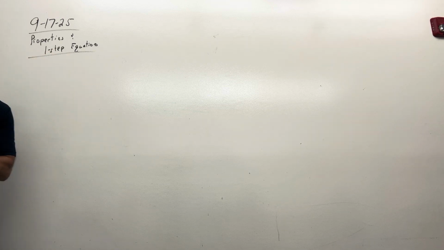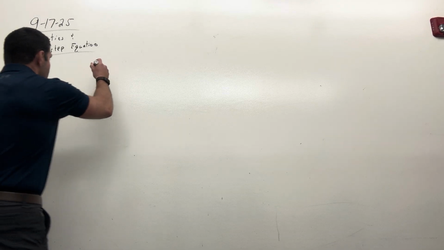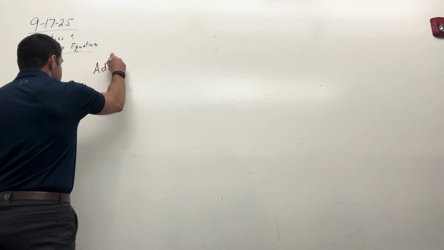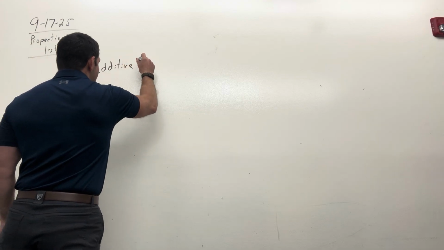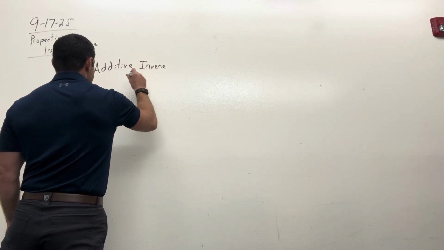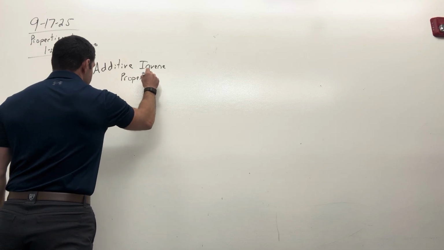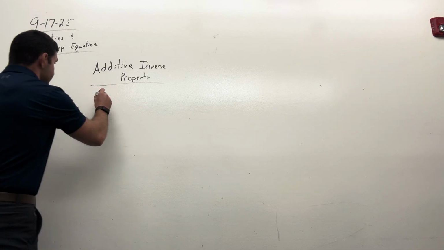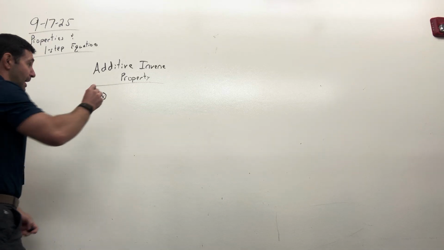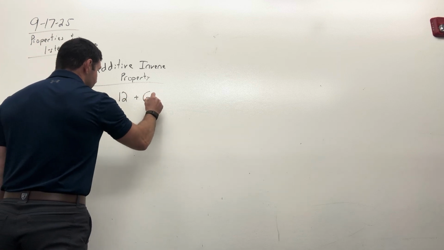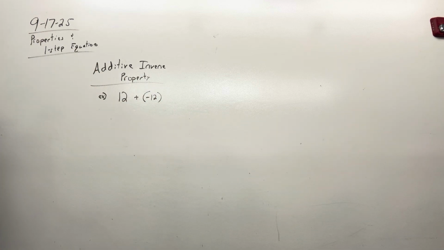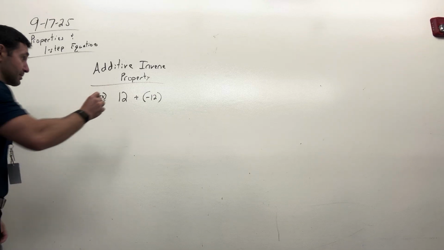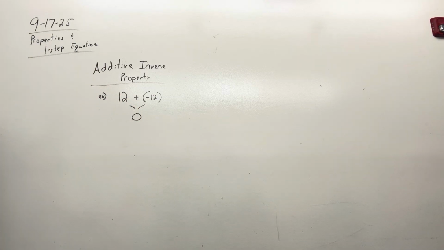We are going to do some properties and one-step equations. Okay? There are really only two properties that I need you to understand. The first property that we use is the additive inverse property. And this is what I just showed you. The additive inverse property says, hey, I have 12 plus a negative 12. They're opposites. When I add opposites, they give me a 0.